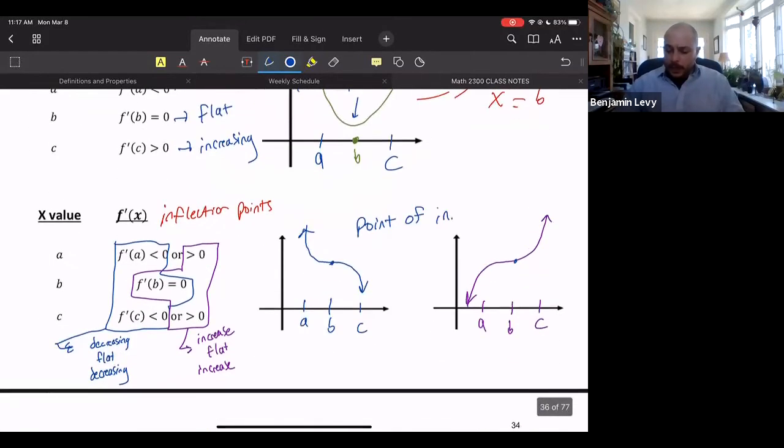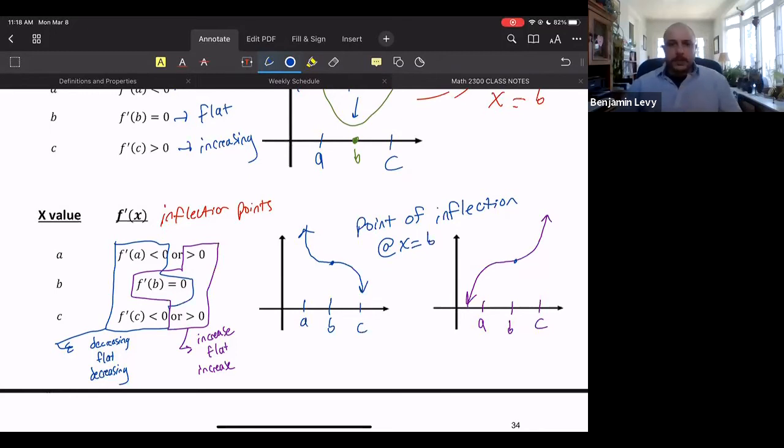And I hate to keep saying it, but I'll say it one more time. We'll define that more specifically in two pages. But it's important to bring it up now because it's a flat point. And so you're going to find those points if you're solving the derivative equal to 0. So they're going to come up in the critical point process, but they're not maxes or mins. Right? It's the change in concavity that we'll see.